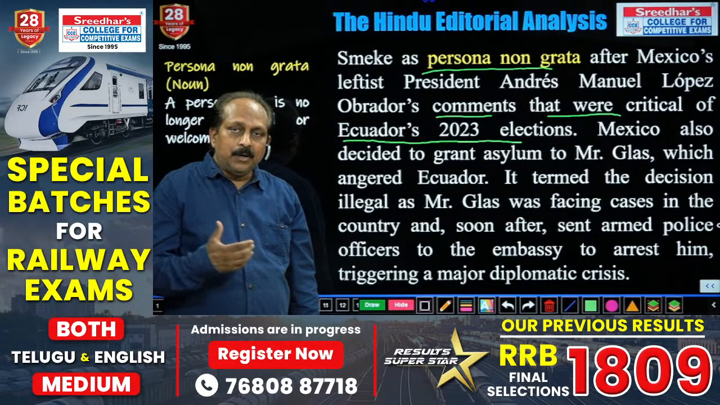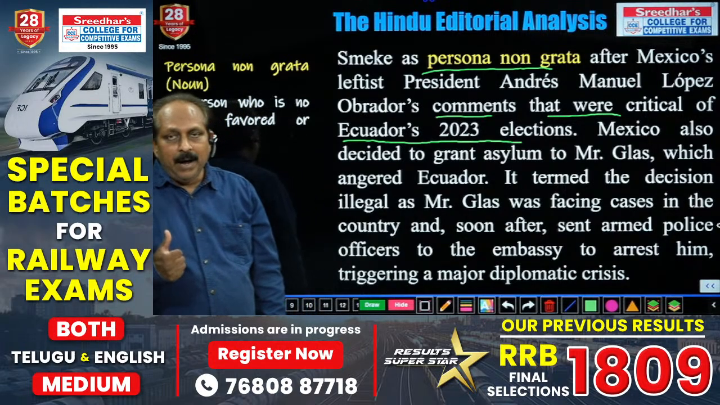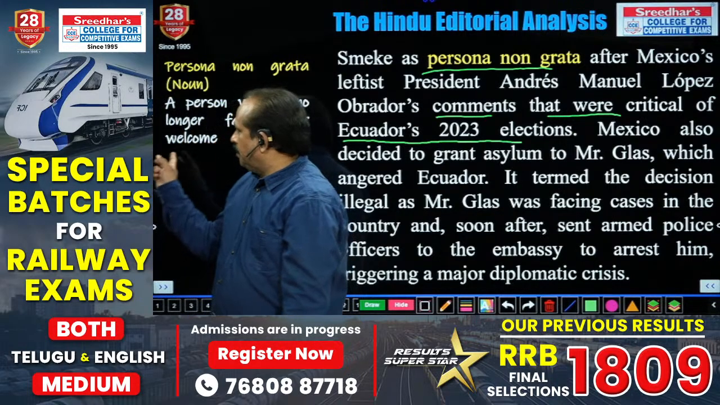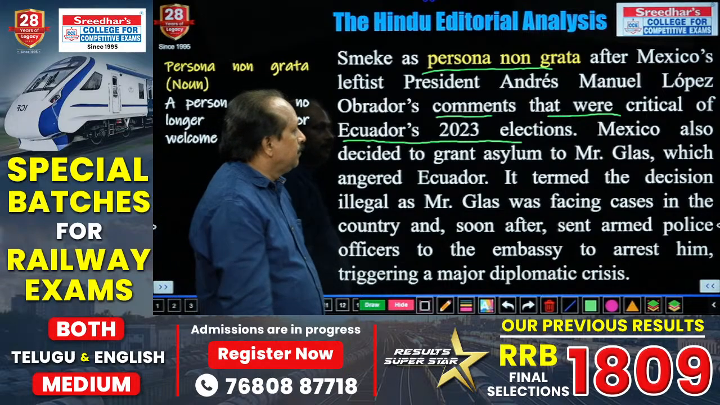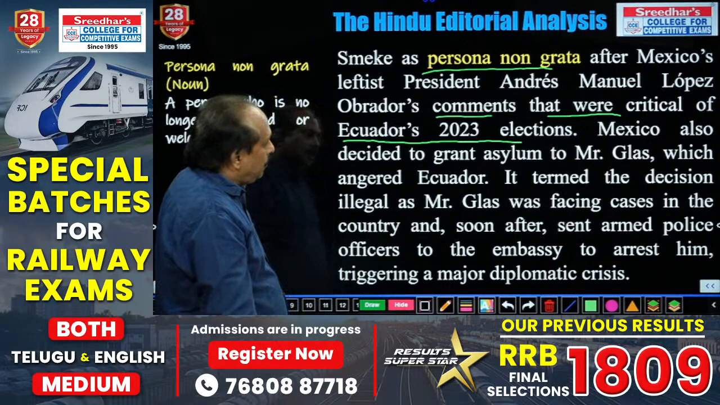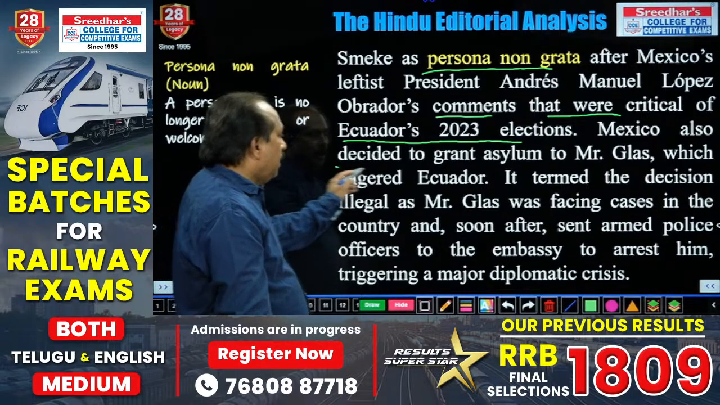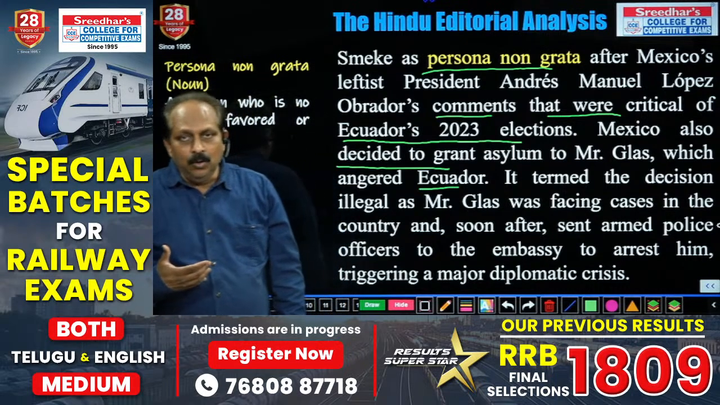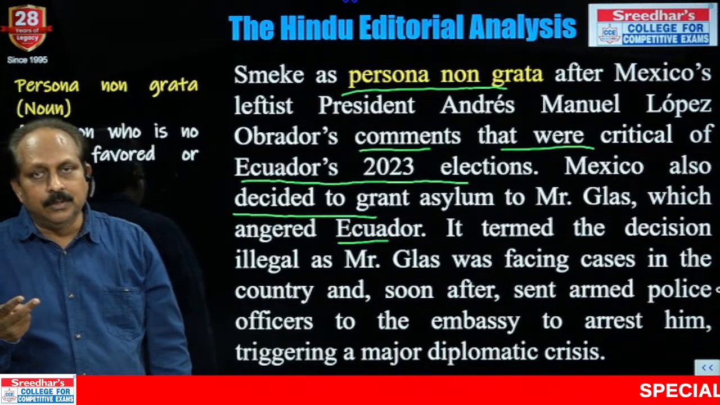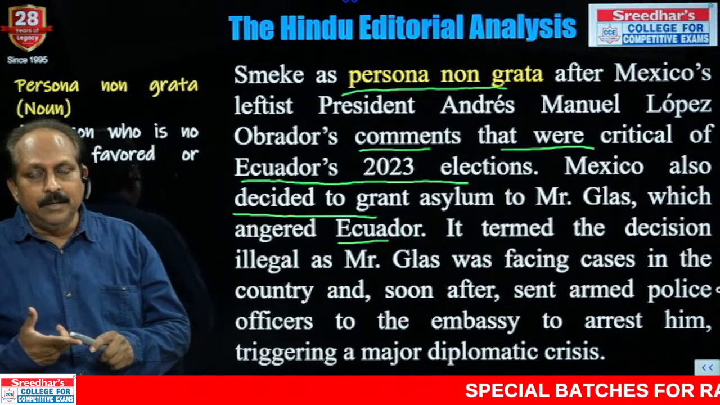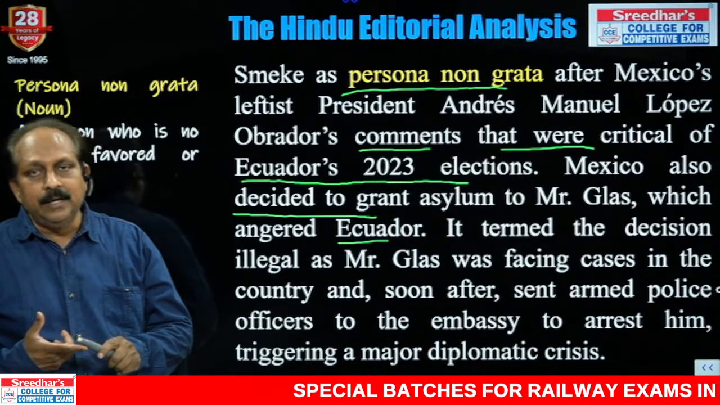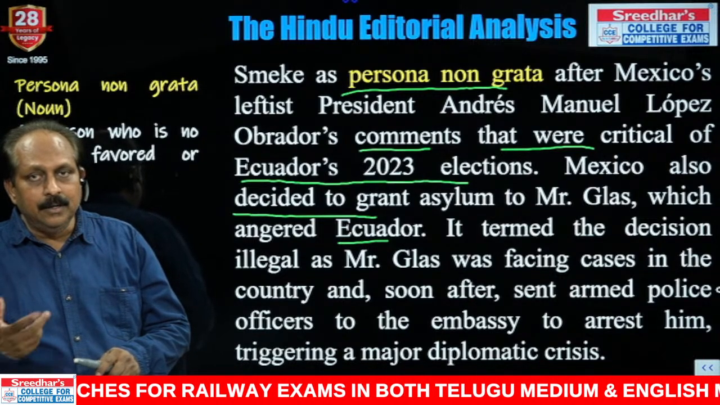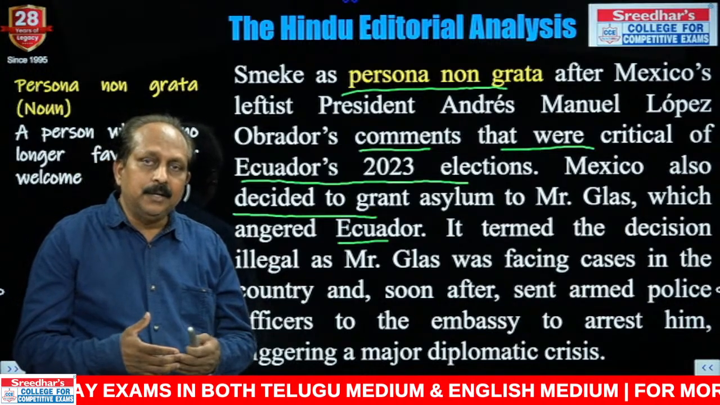Based on that, what did the Ecuador government do? It declared the ambassador of Mexico as persona non grata. That means not acceptable, no longer welcome or accepted. Mexico also decided to grant asylum to Mr. Glass, which angered Ecuador. There are two things over here, background or backdrop. What is the backdrop here? Mexico made Ecuador angry on two counts. One, the president of Mexico made comments related to the 2023 elections conducted in Ecuador. Critical comments, not acceptable. Second thing that angered Ecuador, Mexico provided shelter.